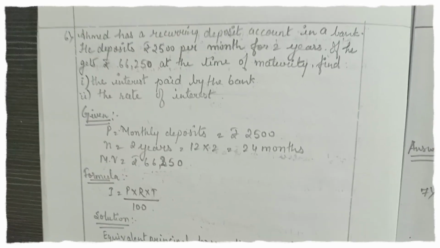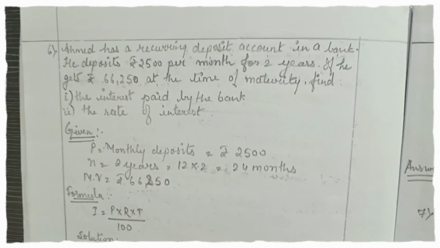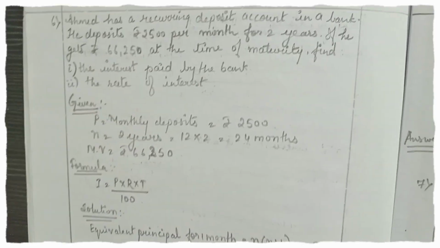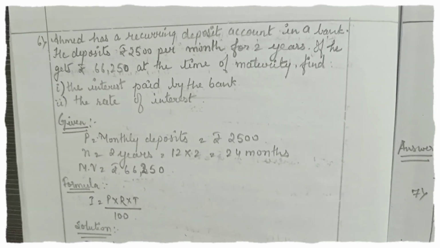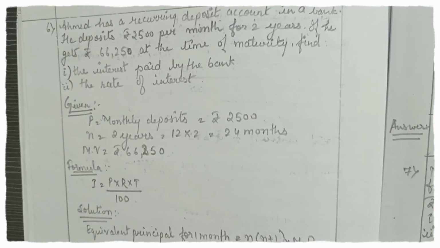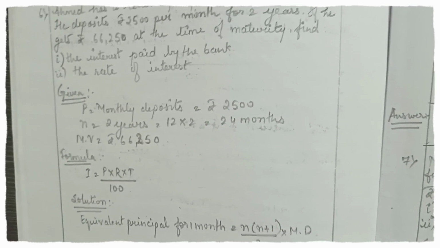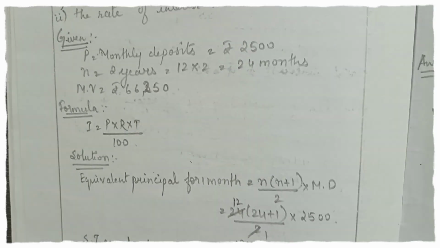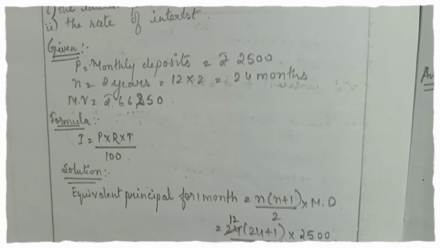Coming on to sum number 6, Ahmed has a recurring deposit account in a bank. He deposits rupees 2500 per month for 2 years. If he gets rupees 66,250 at the time of maturity, find the interest paid by the bank. Secondly, the rate of interest is to be found.